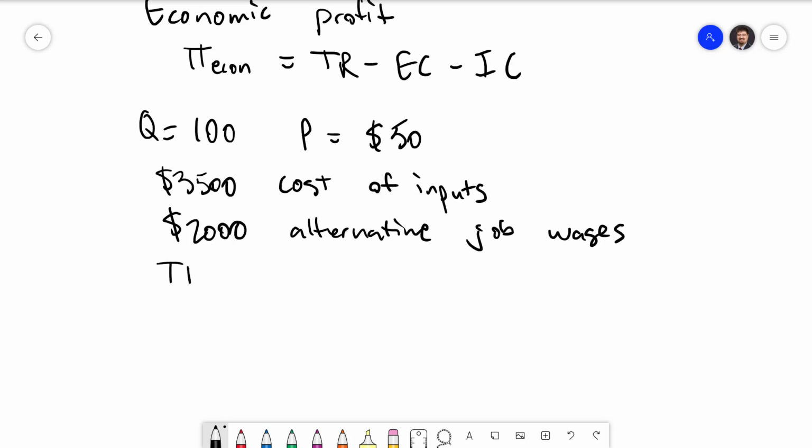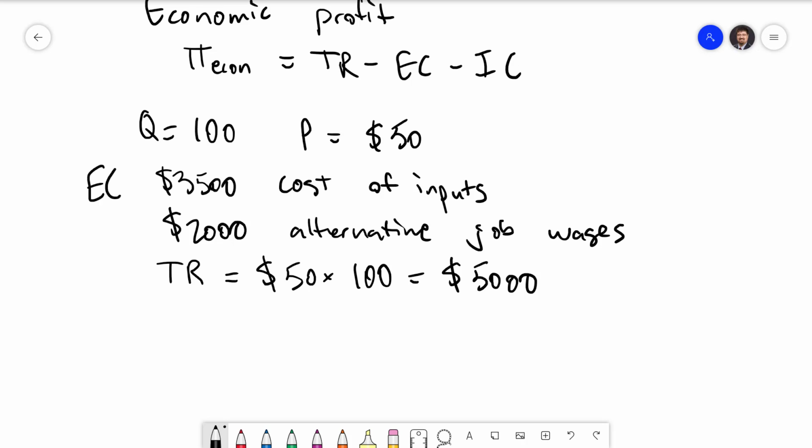First, let's calculate the total revenue. Total revenue is price times quantity. So we have $50 times 100 units is going to be a total of $5,000. The cost of inputs had to actually be paid, so that is going to be our explicit cost. The $2,000 that the business owner could have made working in another job is not money they're actually paying out of their pocket, but rather that is an implicit cost because it arises from an alternative use of their time. So that's going to be an implicit cost.